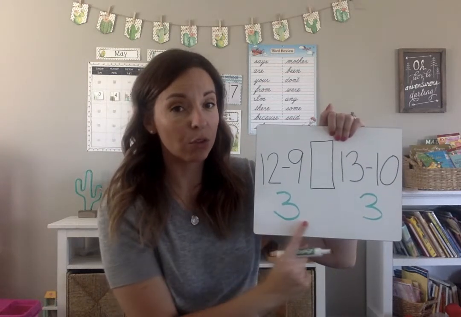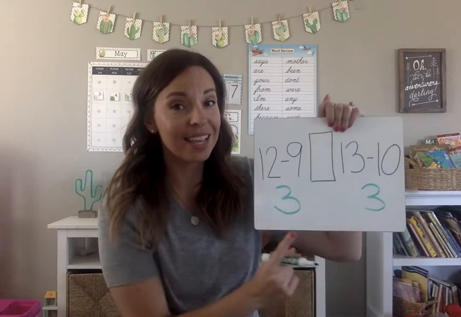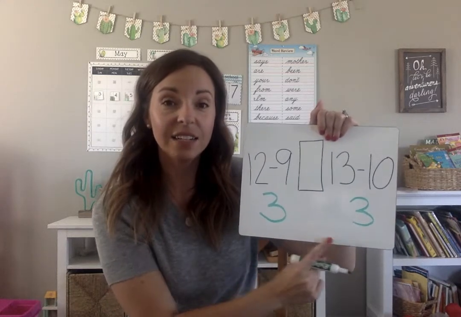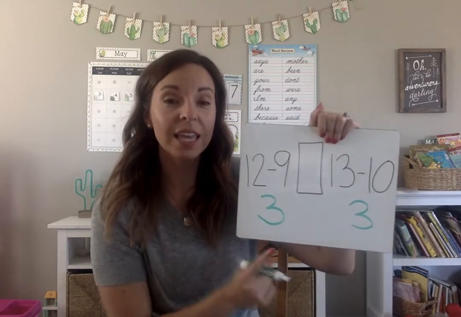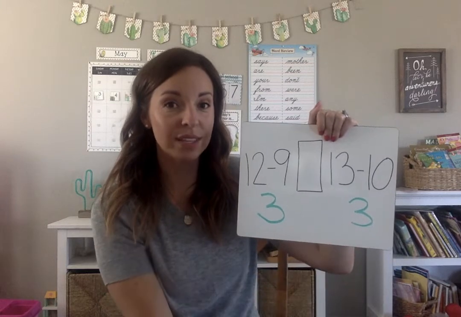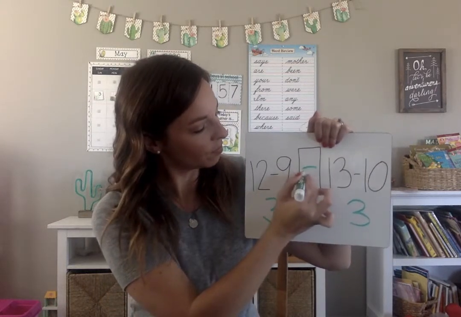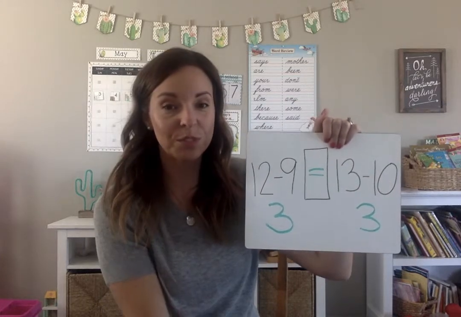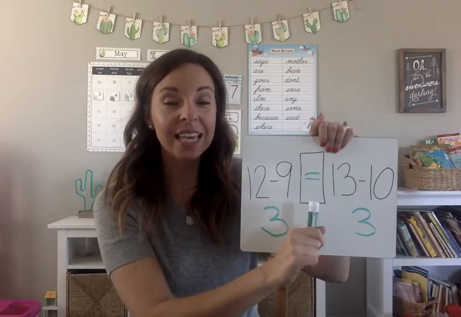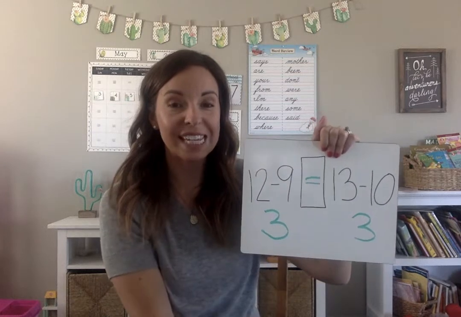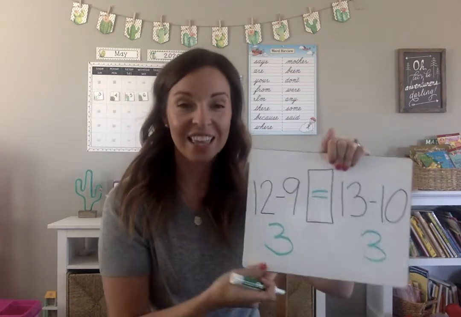Is 3 greater than 3? Is 3 less than 3? Or is 3 equal to 3? You should have said equal to. So 12 minus 9 is equal to 13 minus 10. Let's do another one together.